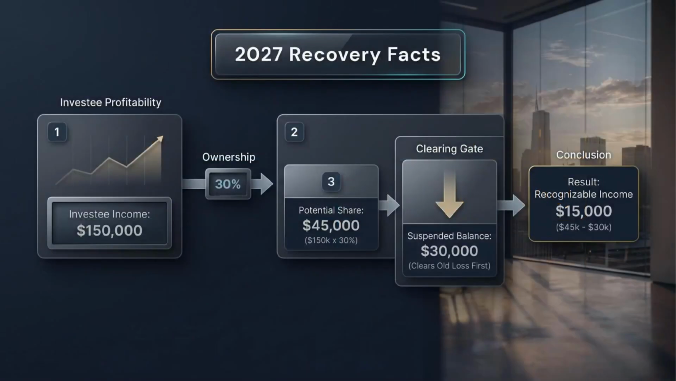Now, Cedar Bio returns to profitability in 2027. Cedar reports net income of $150,000 and Orion still owns 30%. Orion's share of 2027 income is $45,000, but Orion has a suspended loss balance from 2026 of $30,000. Before Orion can recognize any equity method income, that suspended loss must be cleared. So, even though the investee is profitable, the old loss history still controls the first part of the accounting.